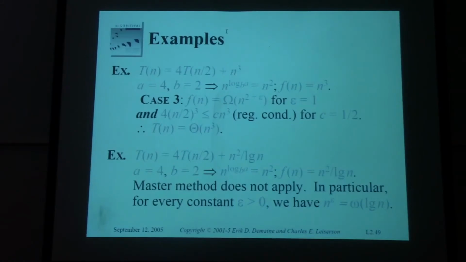What about case 1 or 3? The reason they don't apply is that for every positive constant epsilon, n to the epsilon is little omega of lg n, which means that this algorithm is not doing what? What's different here? We don't find a polynomial difference between them. We can't find the polynomial epsilon. So in this case, it doesn't apply.